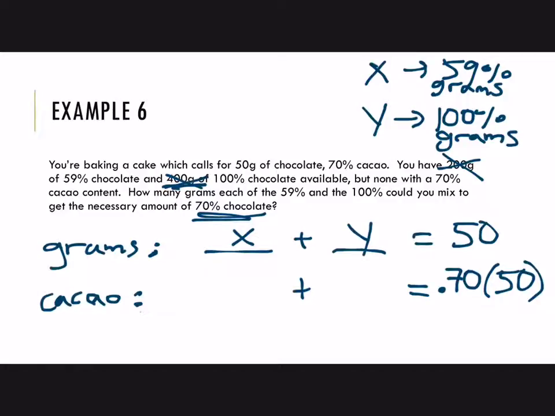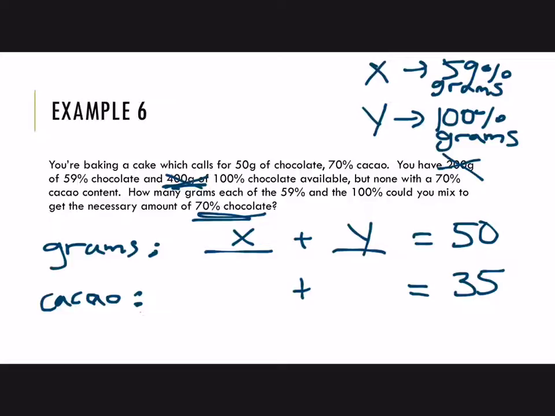All right, so just a reminder, when you're working with percentages, to take 70% of something, you can multiply by that percent as a decimal. 70% is 0.70. So 70% of 50 grams is 35. More than half of that is going to be pure cacao content, and then the rest is sugar and all the other stuff in that chocolate bar.